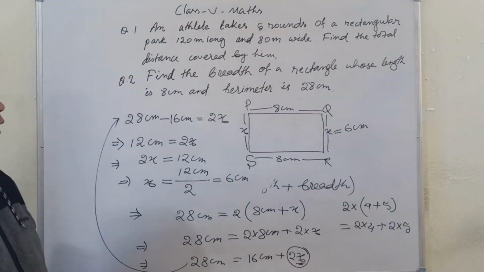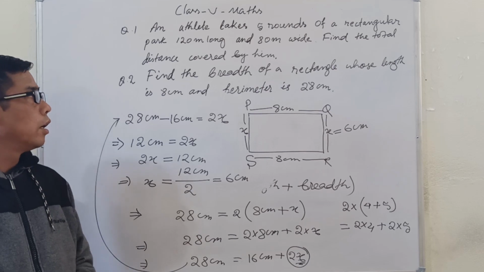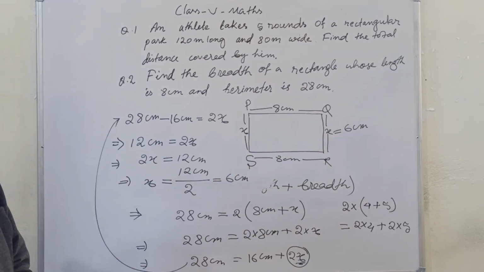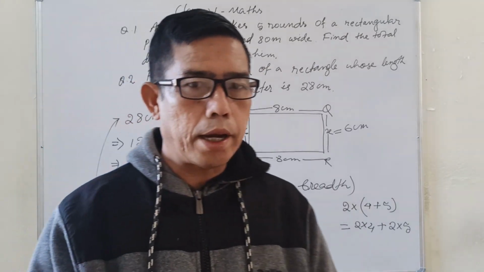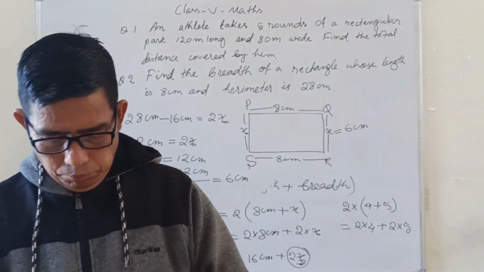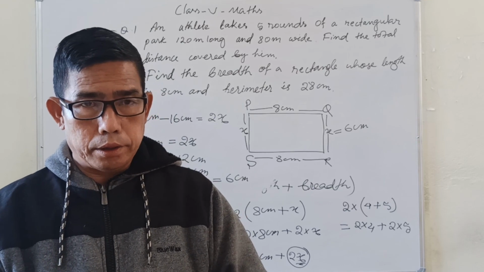So this is how to find the breadth of a rectangle when the length and perimeter are given. For today, these two solutions will be shown, and other solutions will be shown in the next coming video.